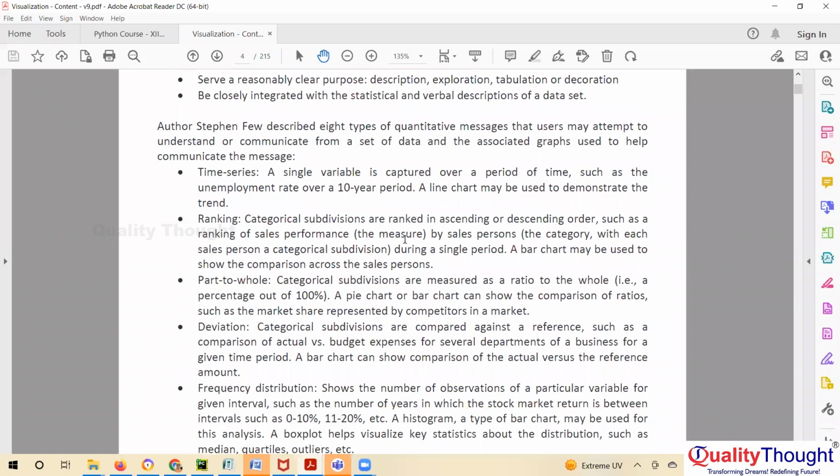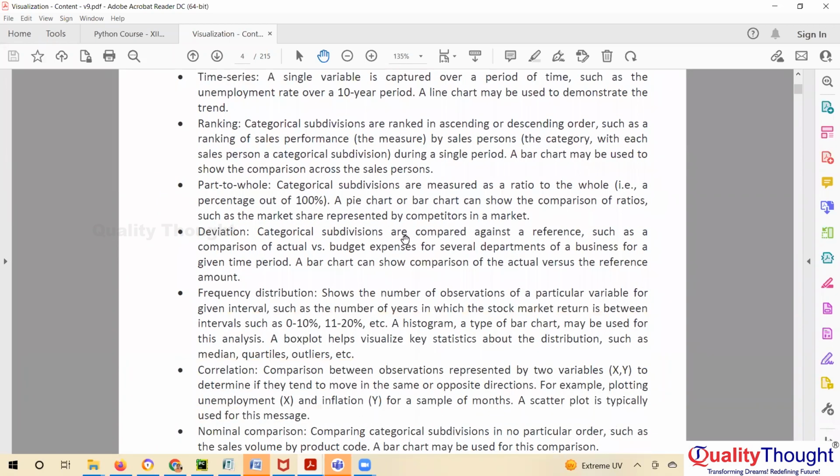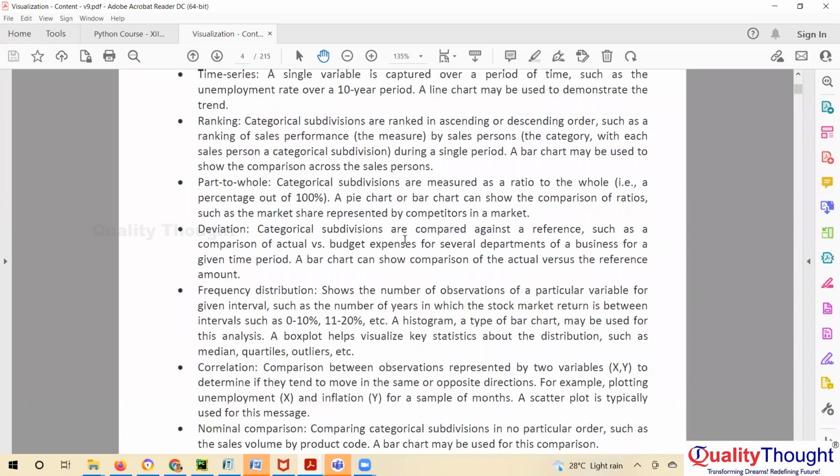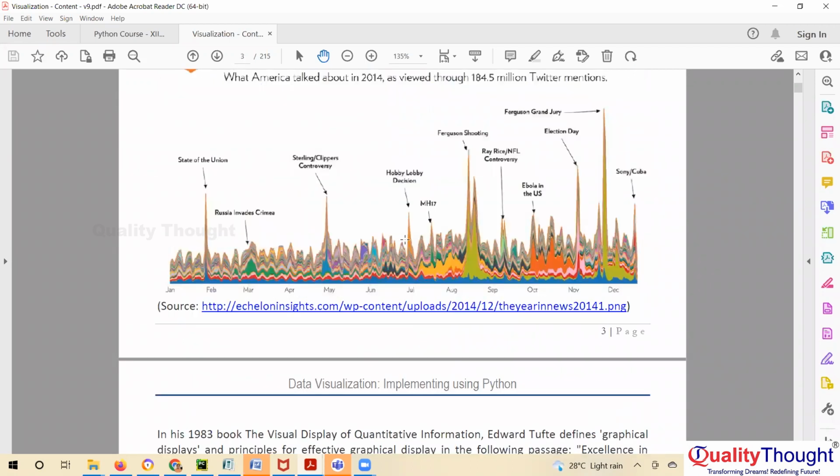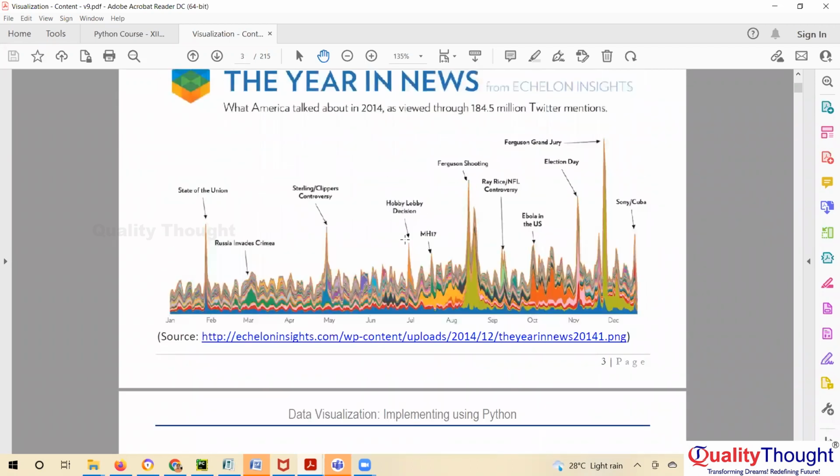Now we have different types of graph. One is called the time series graph. A time series graph is something that you show over a period of time. The previous example which we did is an example of a time series graph. The year is 2014, but we are seeing from January to December, the entire year. So it is showing you by time.